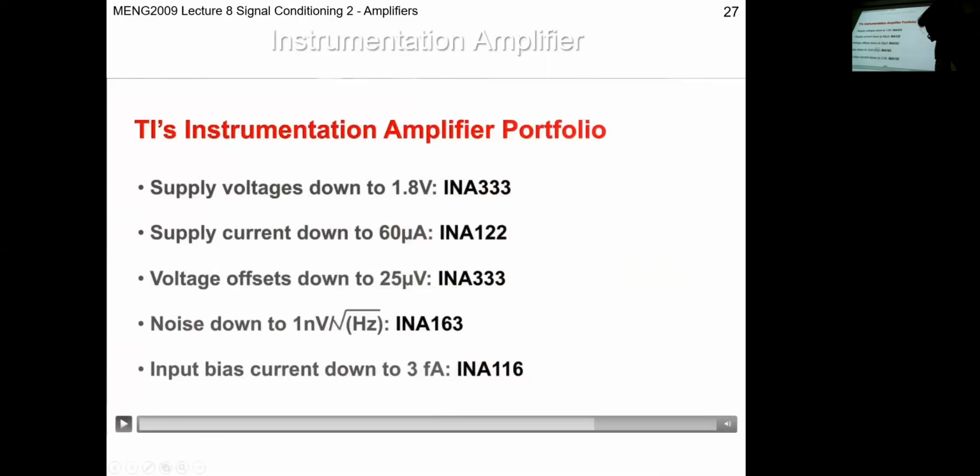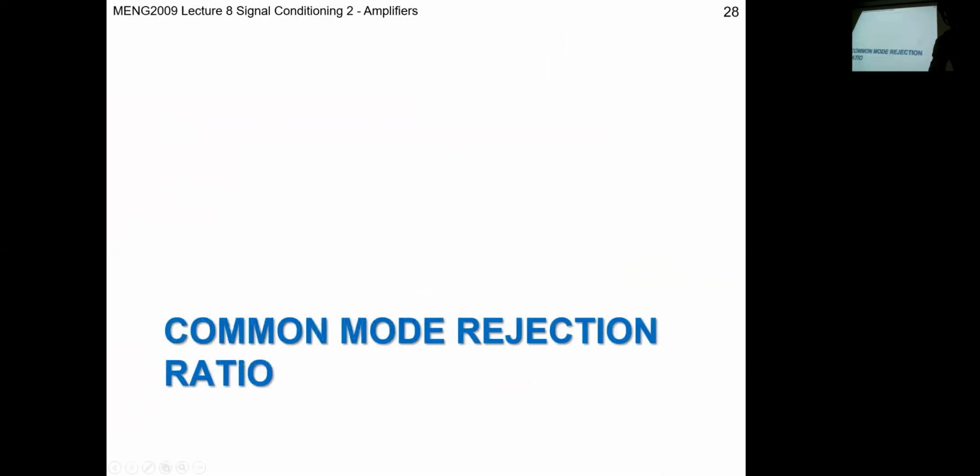I think that's good enough there. Just to give you an idea, that's Texas Instruments product offering of instrumentation amps. And you saw the diagram looking like the one that I showed. It introduced the fact that there's another type, which is a two-stage instrumentation amp. So there are different configurations. The one we looked at is this three-stage one. Okay. So let's look quickly at common mode rejection ratio.